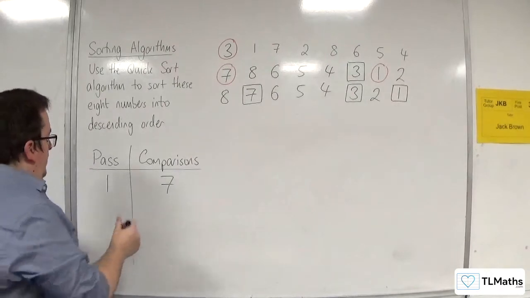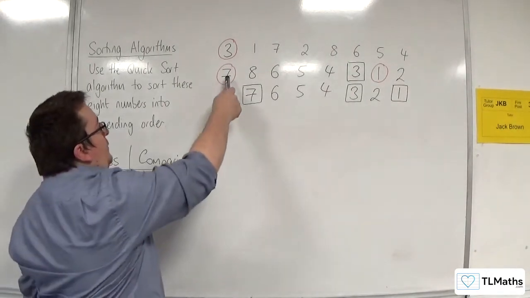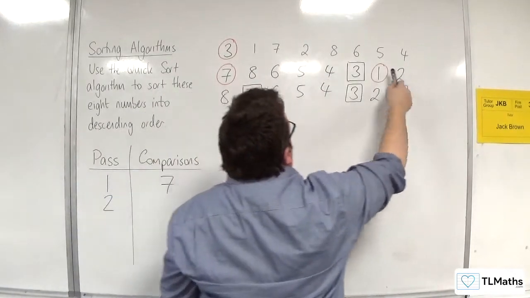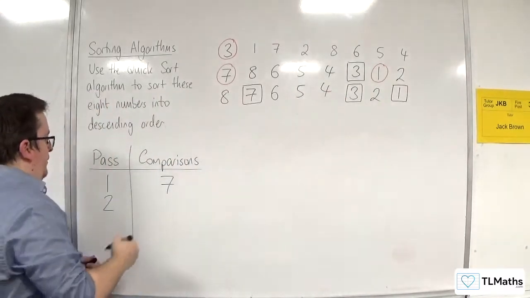So in this pass, pass number 2, how many comparisons did we make? Well, we compared 7 with 8, 6, 5 and 4, so 4 there, and 1 with 2. So in total, 5 comparisons.